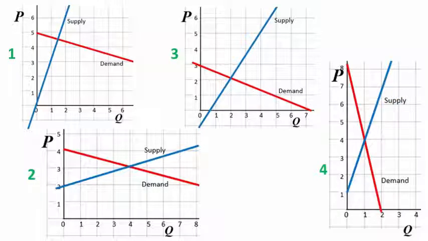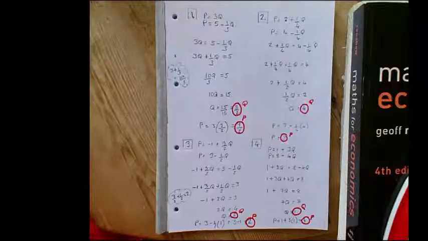So here's some more graphs for you to practice with. In each case, write down the two functions and find your equilibrium point using algebra. Freeze the screen and I'll show you the solutions afterwards. Okay, and here are the solutions. So I hope that was helpful.